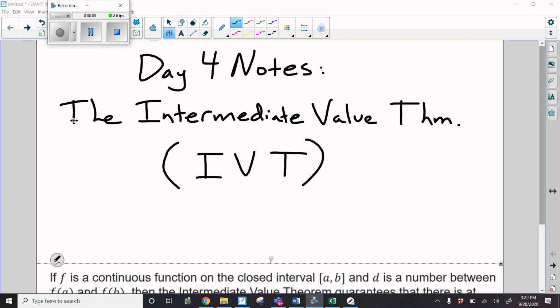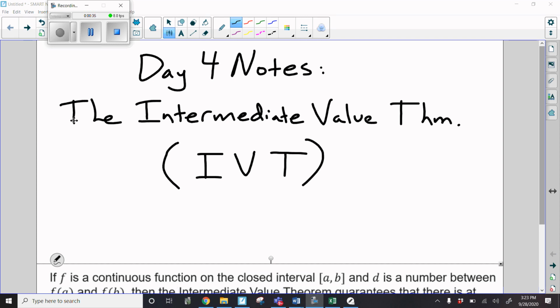It's important to know the words here, intermediate value theorem. However, when you're referencing this or writing this in a justification, you can use the abbreviation IVT. That is acceptable. AP graders will know what you're talking about. But again, intermediate just means in the middle value. So it's like a middle value theorem, intermediate value theorem. So let's take a look at the theorem, right?